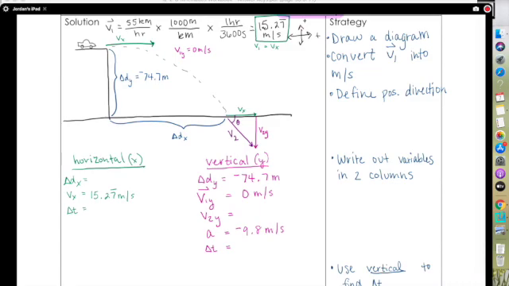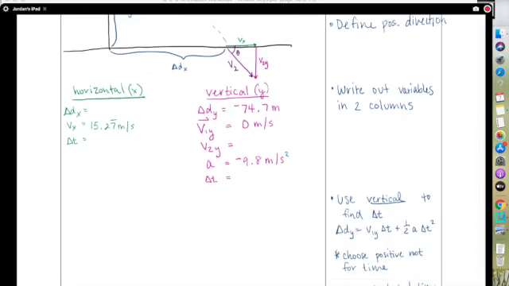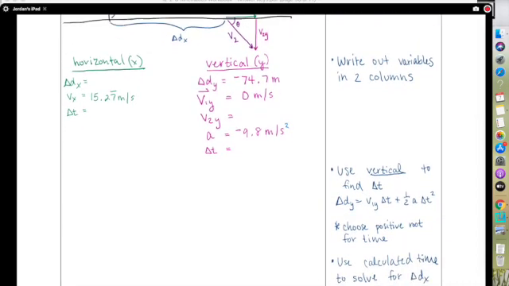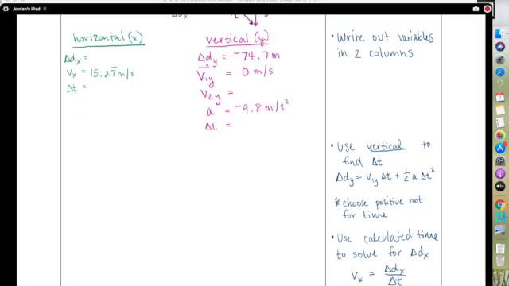We don't know our final velocity. Acceleration due to gravity is going to be negative 9.8 meters per second squared. And then our delta t, which we don't have. Since we don't have enough variables in order to solve in the horizontal aspect, we'll go ahead and solve for time using the vertical. So we're going to be using this equation to solve for delta t.